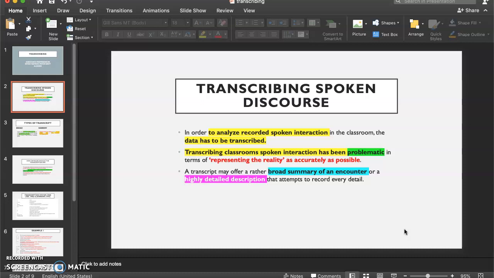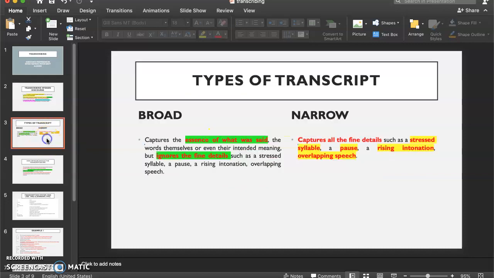So there are two types of transcription. We have a broad summary of the spoken interaction, or we can also have a narrow one whereby it consists of highly detailed description. So basically, the broad one captures the essence of what was said and ignores the fine details, while the narrow one will capture all the fine details, the stress syllable, pause, rising intonation, and overlapping speech. So I will give you examples of the broad transcription and the narrow one.